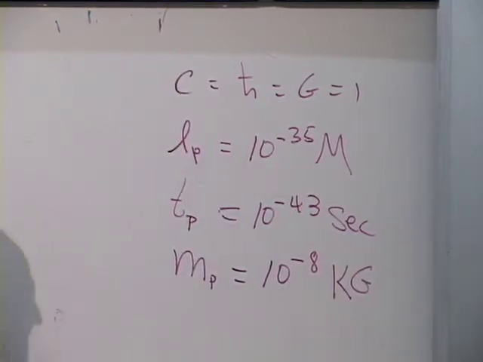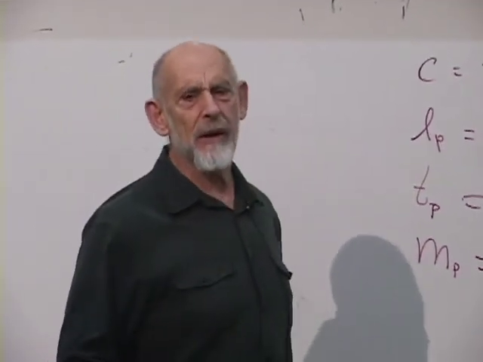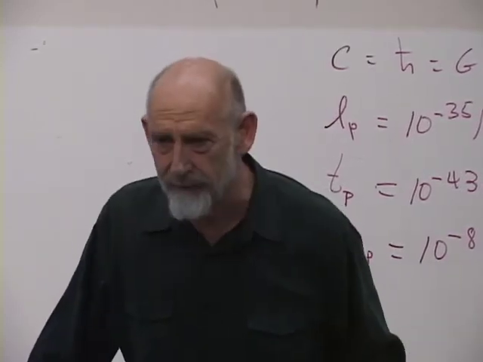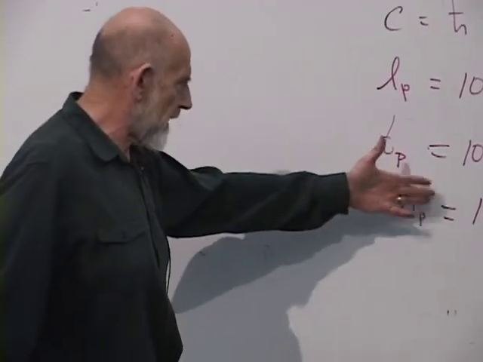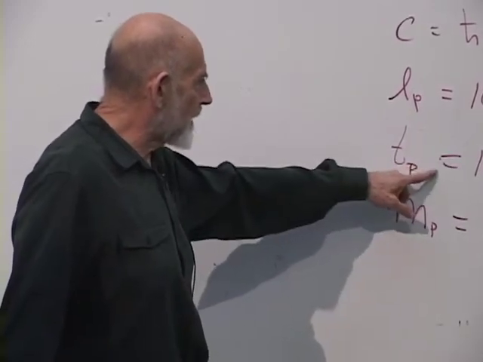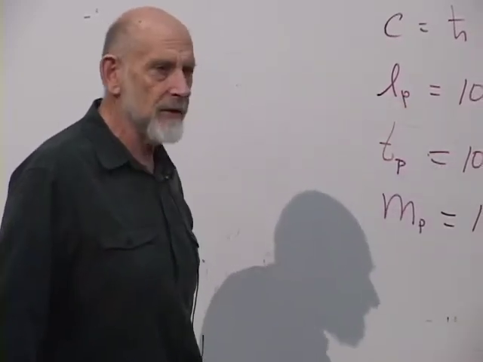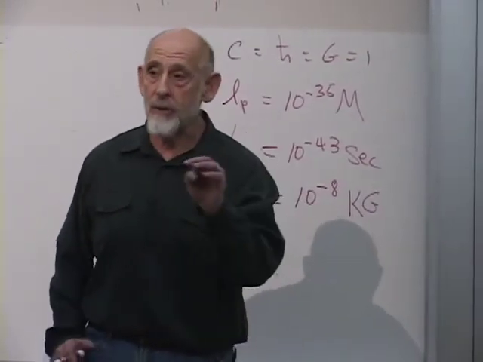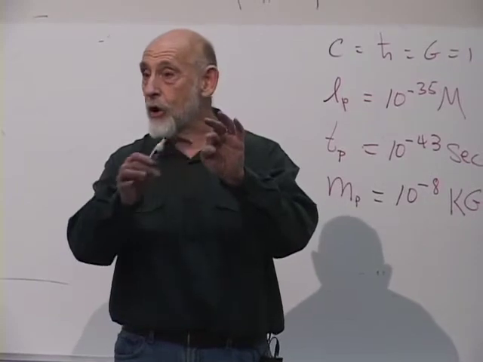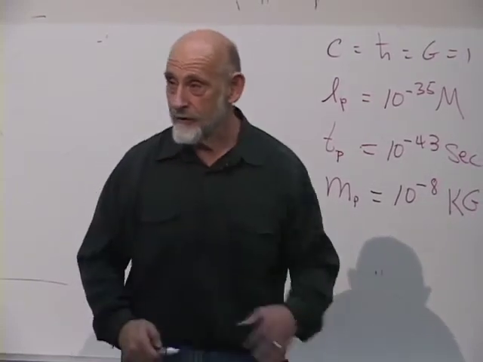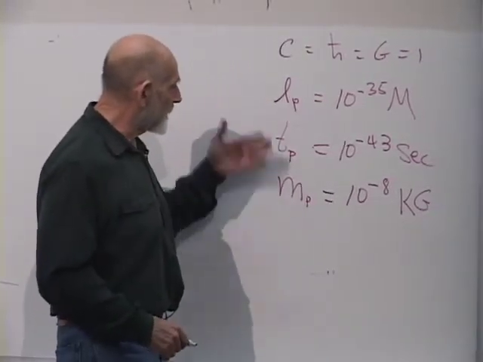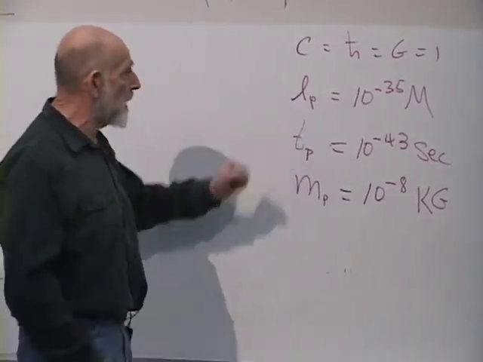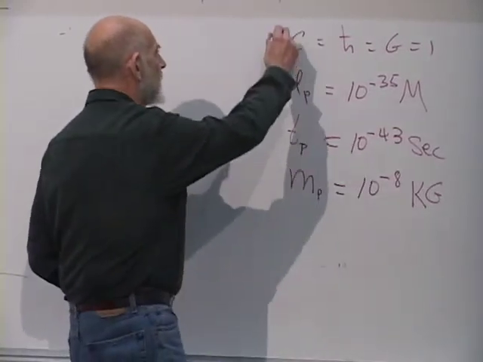The Planck mass is not a particularly unusual mass. 10 to the minus 8 kilograms is about the mass of a dust mote. You can see it with the naked eye. So it's a rather ordinary mass. The Planck time is incredibly short, and the Planck length is incredibly small. In fact, the Planck time is nothing but the time that it would take for a light ray to cross the Planck distance. So they're not really independent. If you take the Planck distance and ask how long it would take light to go across it, it's the Planck time. All right, let's work in those units.